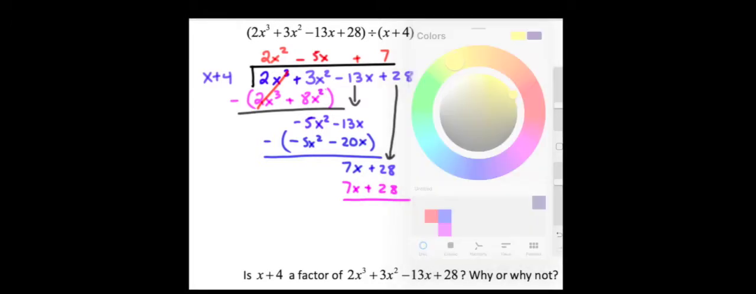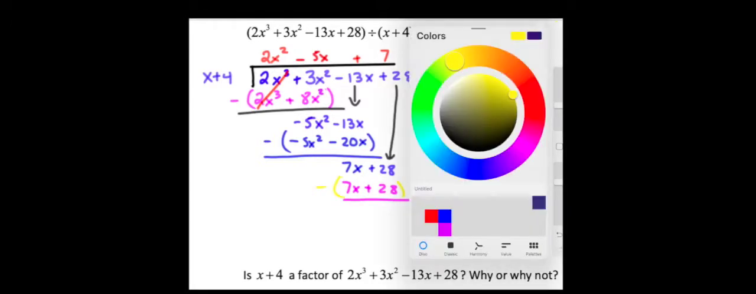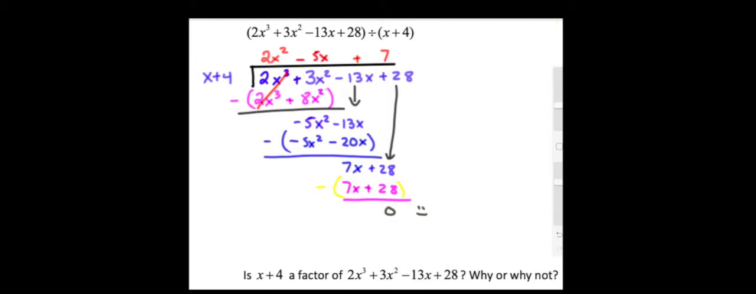And in this case, when we get done, we don't have a remainder, which is cool. That means it went in perfectly. So to that follow-up question, is x plus 4 a factor? Yes. Factors go into polynomials completely evenly.